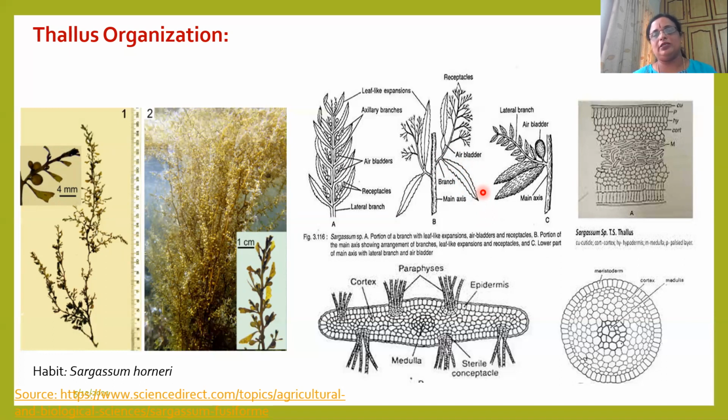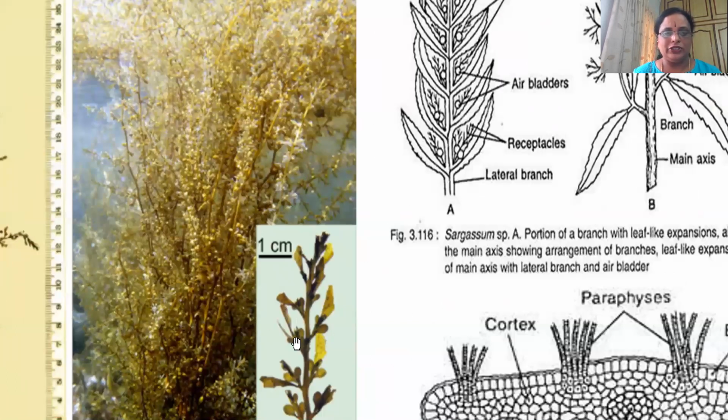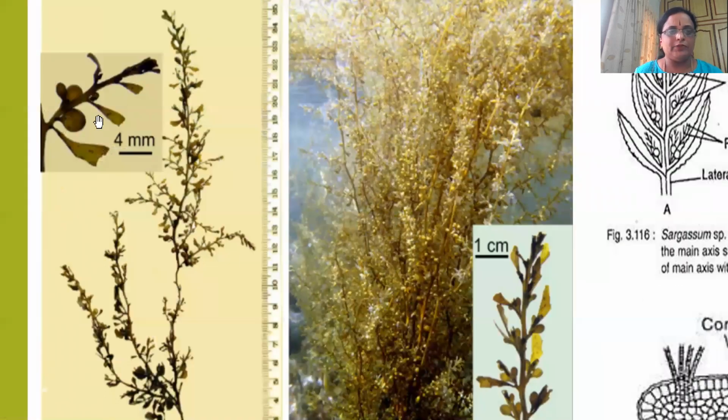The main function of these leaves is photosynthesis. And near these leaf-like structures, you can find air bladder or vesicle-like structures. See, if we magnify this image, you can find some bladder-like structures. See, these are bladder-like structures. Here it has been magnified.